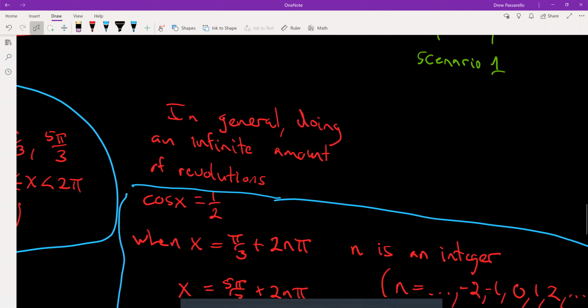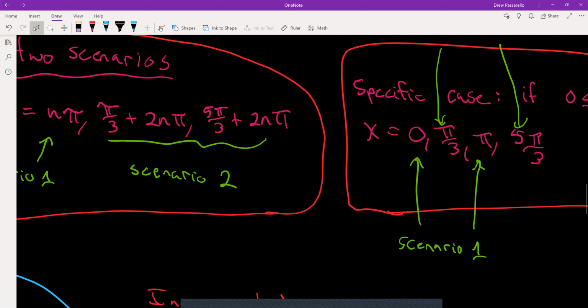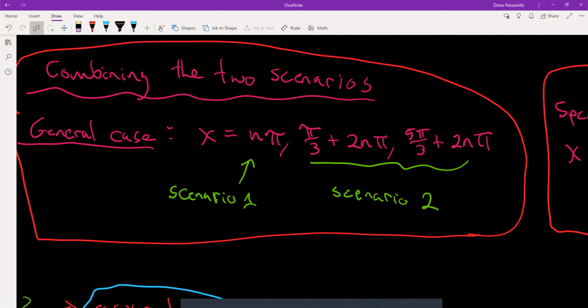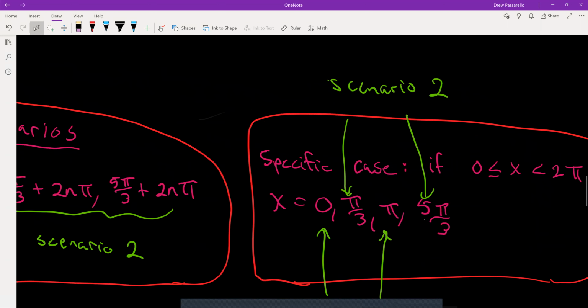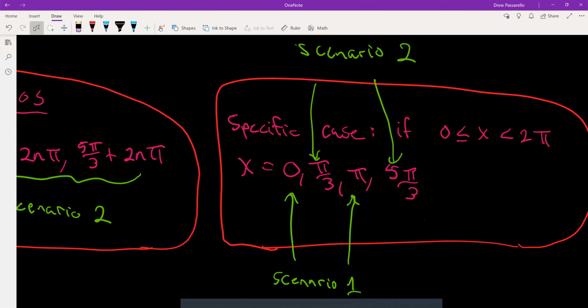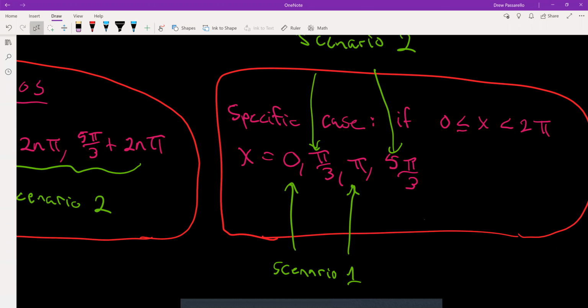And then I just combined the two together to say, well, combining the two scenarios, we have the general case, x equals n times pi from scenario 1. Scenario 2, we had pi over 3 plus 2n pi, and then 5 pi over 3 plus 2n pi. And again, n is an integer. If we had a specific case, specific solution, and they told us that x is between 0 and 2 pi, meaning you're only one revolution, then we have these 4 values for x. And I just put it in ascending order.